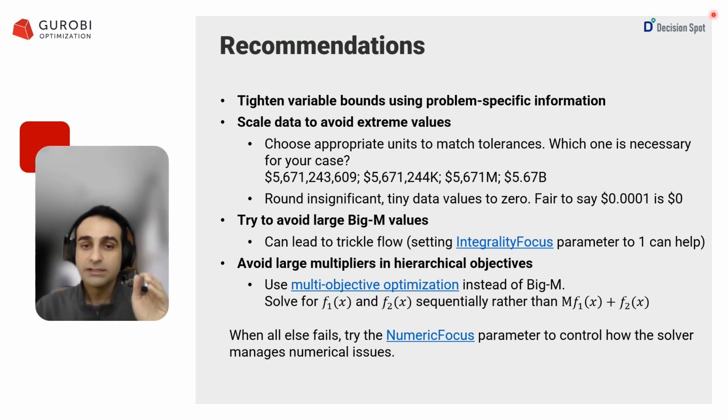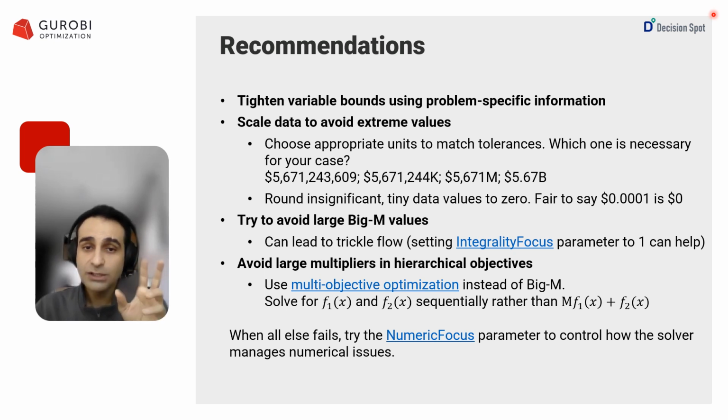Now, of course, this is a simple example, and in reality, the other constraints in the model cap the variable's value. But the point that I hope you take away is that if you know something that can help the model, especially with respect to the bounds, use them. Second, scale the data to avoid extreme values. When you're working with data that ranges widely in magnitude, scaling becomes crucial. Choosing appropriate units can really help here.